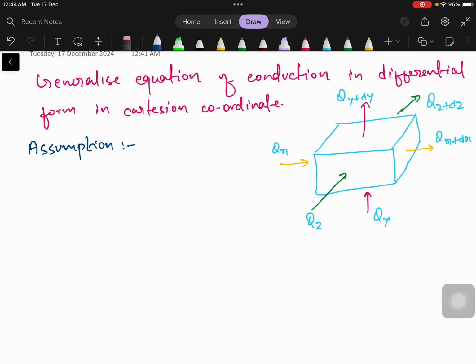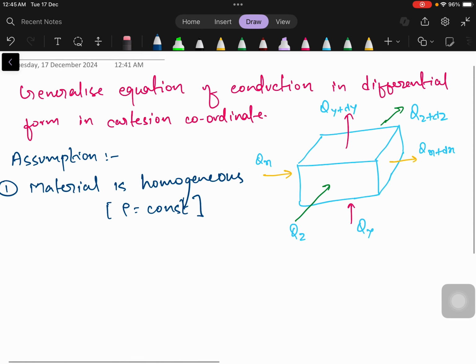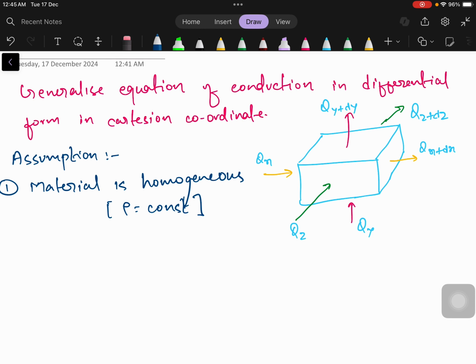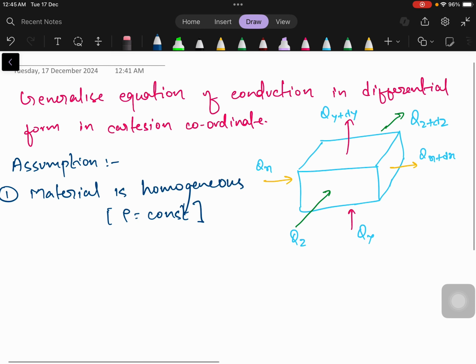First of all, we are making an assumption in it. The material is homogeneous, that is rho equals constant throughout, and this is our body, in which in the x direction heat is coming in as qx, and from the x direction it is going out like qx plus dx.